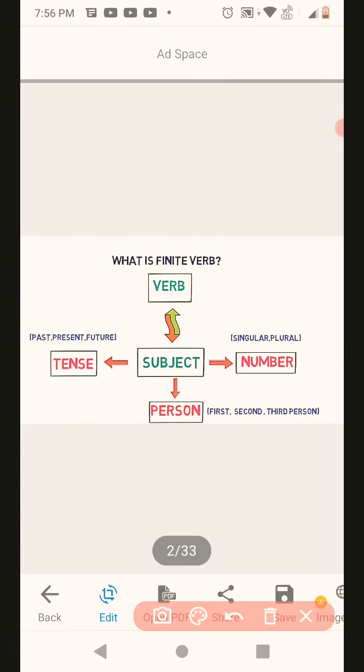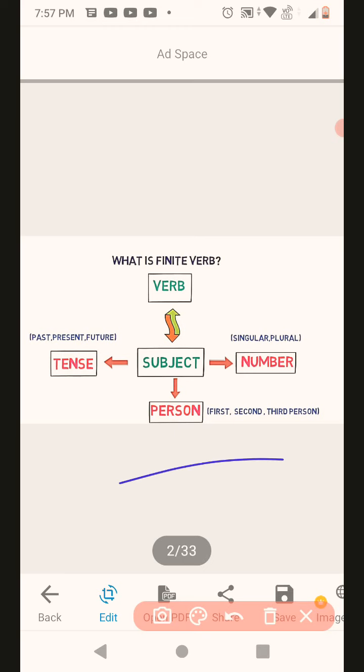So, children, before we learn what non-finite verbs are, let me tell you what a finite verb is. Children, a finite verb is one which is bound, which actually changes according to tense, person, or number.